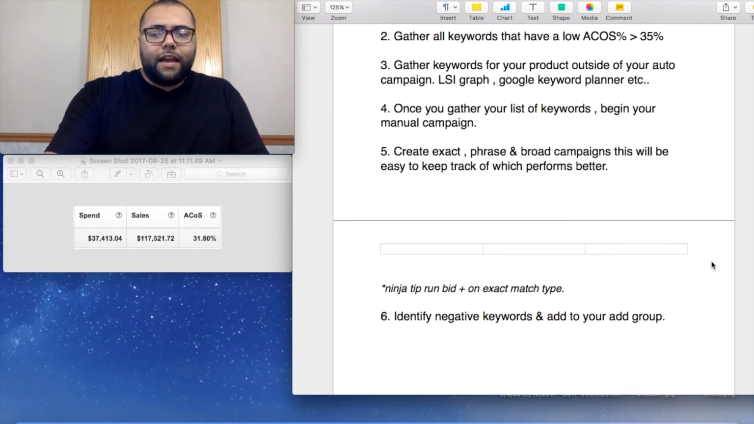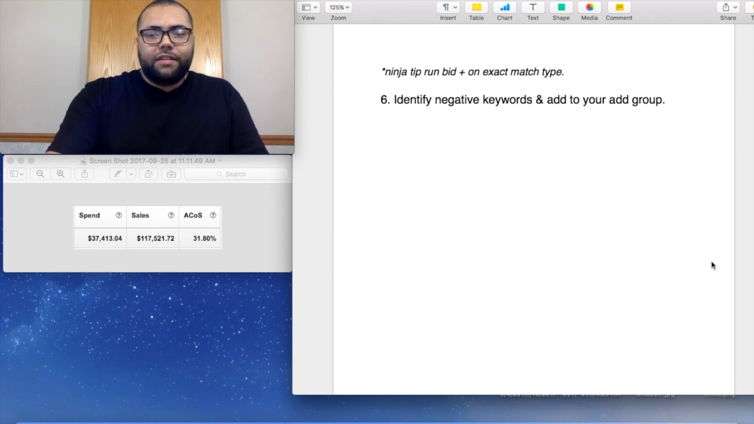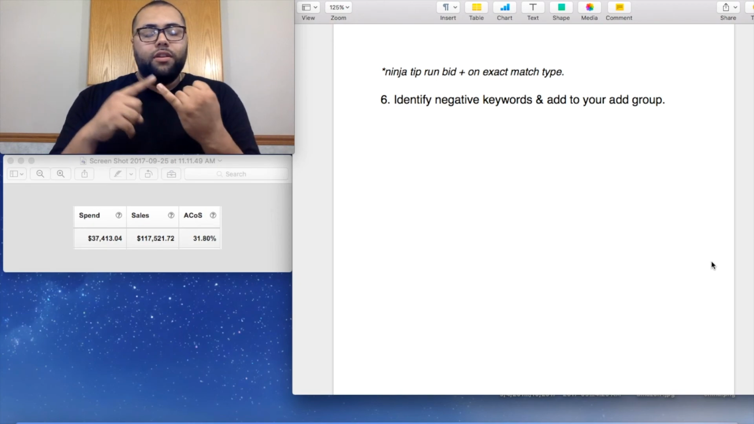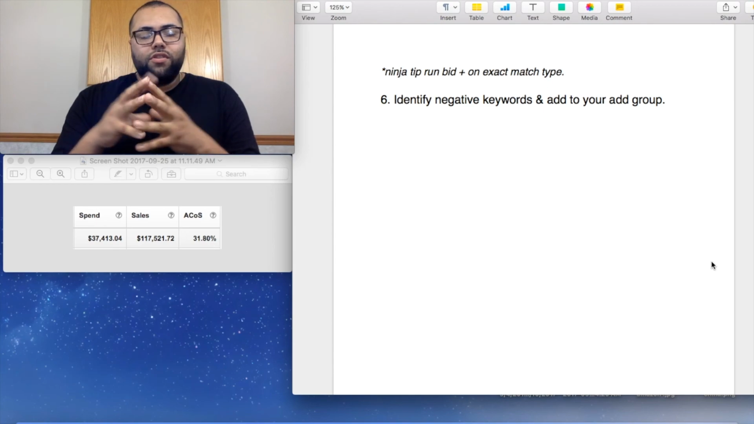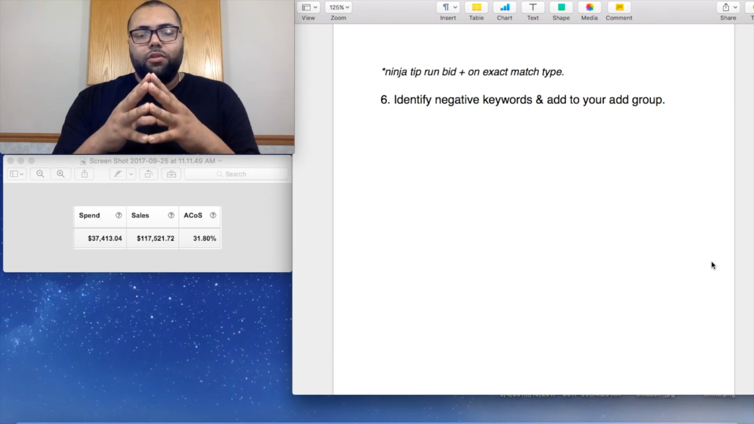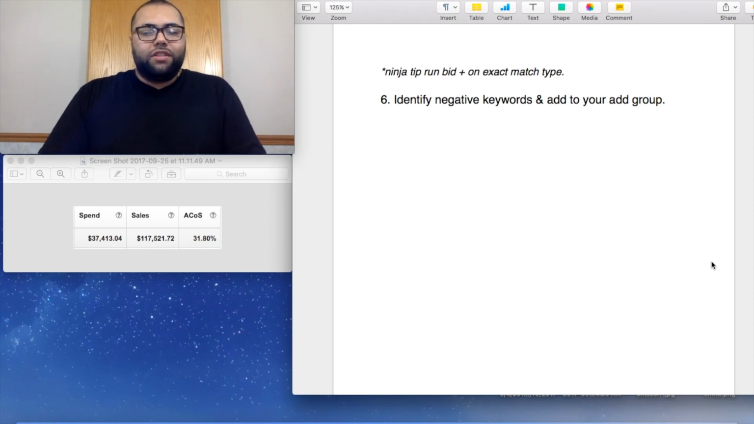All right, and last but not least, number 6, identify negative keywords and add to your group. We gave you guys some examples. If you're in the shoe niche, if you're selling boy shoes, sandals could be a negative keyword, heels could be a negative keyword, etc. Flip-flops could be a negative keyword, so you guys can see. All right. So I hope that this was helpful.